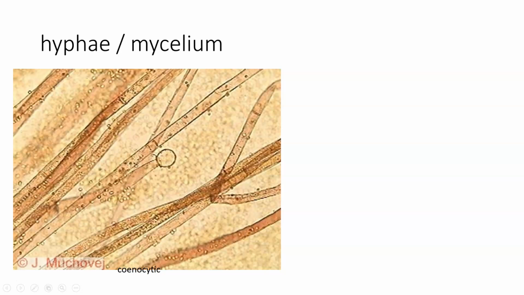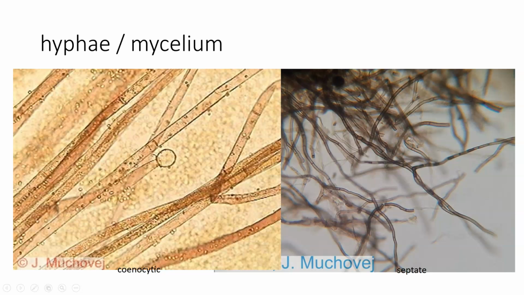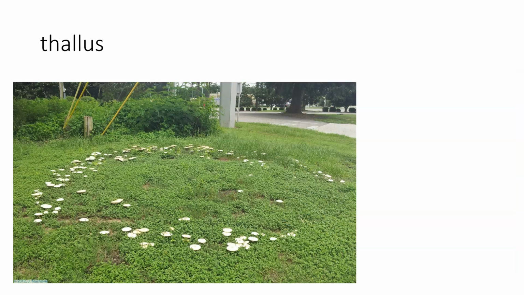They could have hyphae. The plural of hyphae is mycelium. The hyphae are nothing more than individual little strands or filaments. In this particular case, these are cenocytic, which means that they do not have cross walls. These are septate, which means they do have cross walls. If you look at these filaments here, you can see the very distinctive separations across them, which give you the cross walls. We have what we call a thallus, and a thallus is basically a rudimentary undifferentiated body.